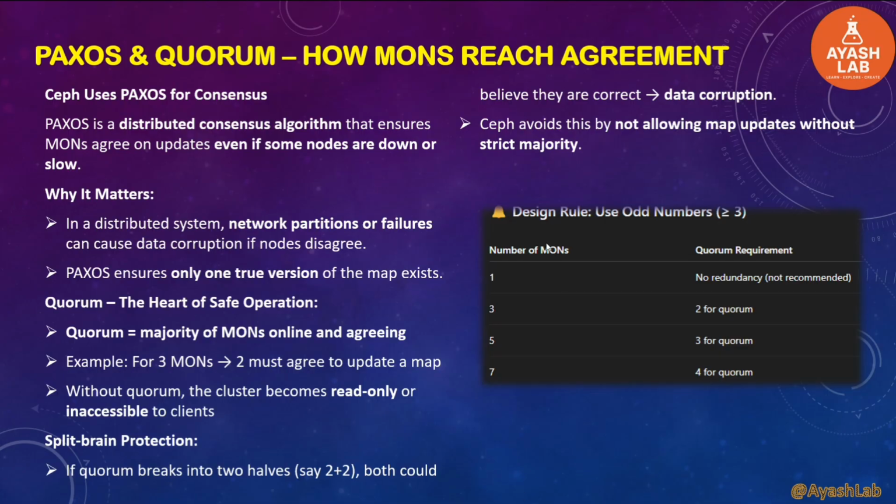Okay, so as you can see in this image, if the number of Mons is 1, then the quorum requirement is no redundancy. It's normally not recommended. If the number of Mons is 3, then the quorum requirement is 2. So here you can say the design rule is to always use odd numbers greater than or equal to 3. If it is 5, then it is 3 for quorum, and if it is 7, then it is obviously 4 for the quorum. If it will be 9, then it will be 5 for the quorum, and it goes on.